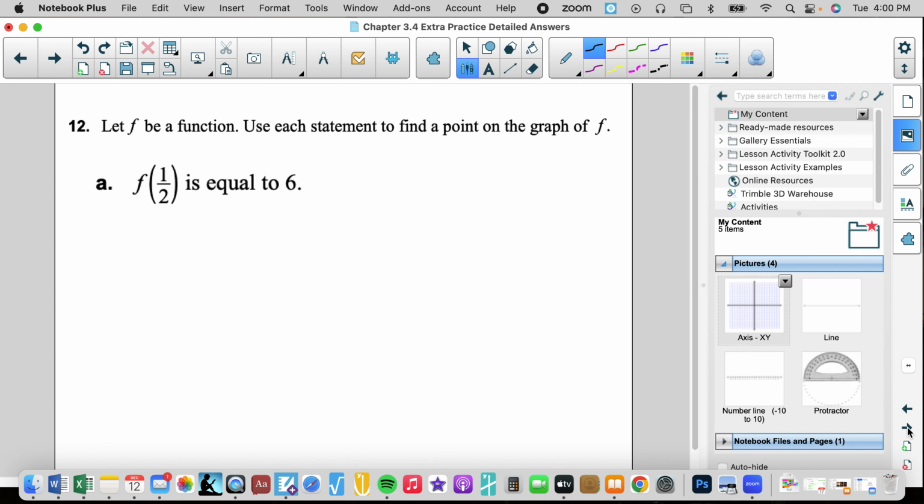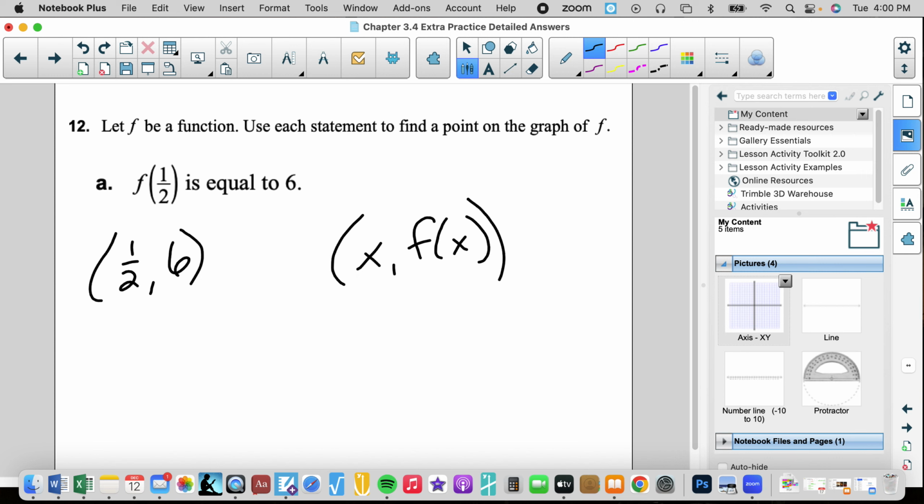A lot of comprehension there. Let f be a function. Use each statement to find a point on the graph of f. f of 1/2 is equal to 6. So we know the point is (1/2, 6), because our coordinates are going to be x comma f of x. So this says f of x equals 6. So yeah, that's our point.